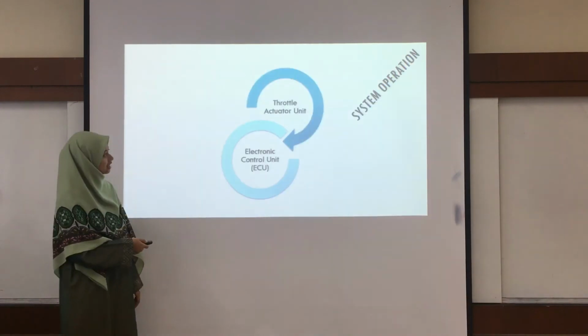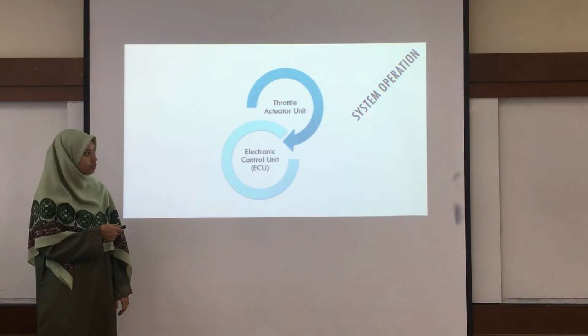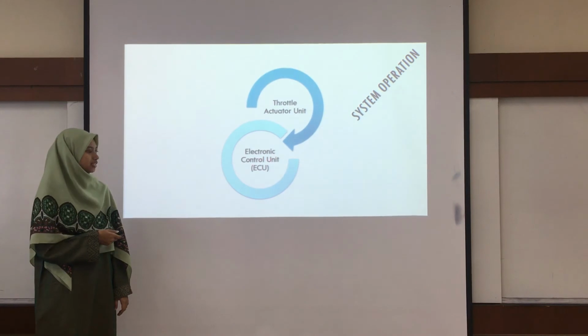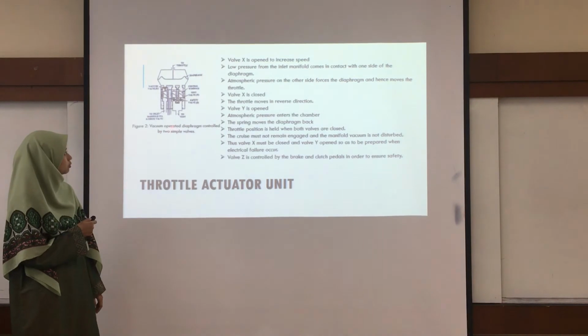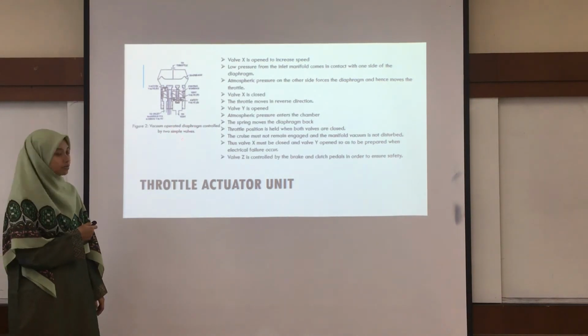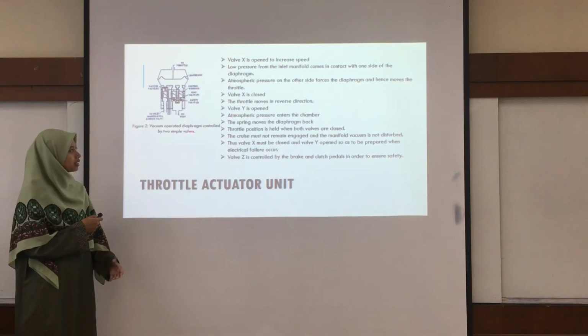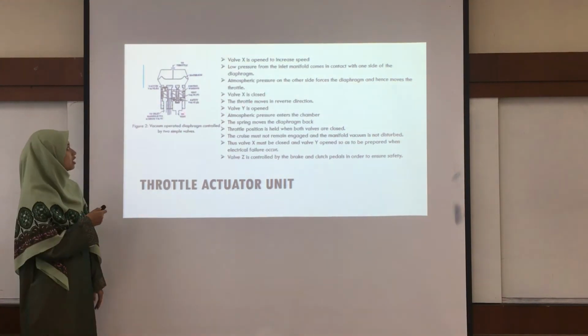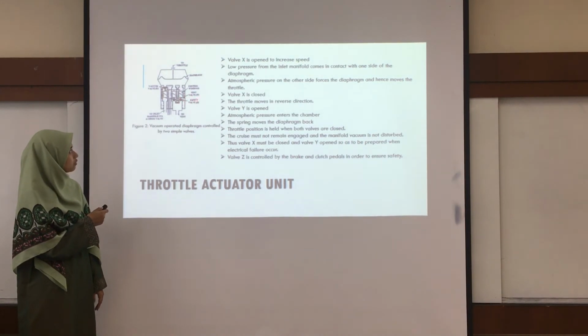Thank you, Shaun. Okay, first I would like to explain about the system operation, which consists of throttle actuator unit and electronic control unit. First I'll talk about the vacuum operated diaphragm controlled by two simple valves, which in this explanation will be defined as valve X and valve Y. From this figure you can see that this one is valve X, this one here is valve Y, and another valve for safety is called valve Z.